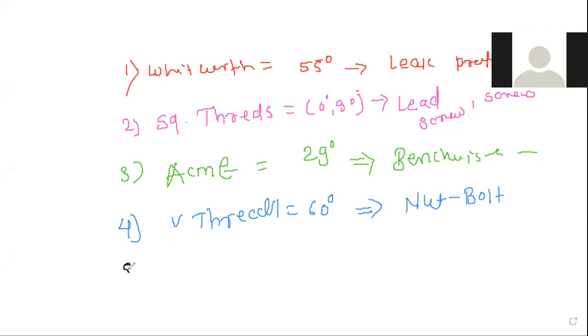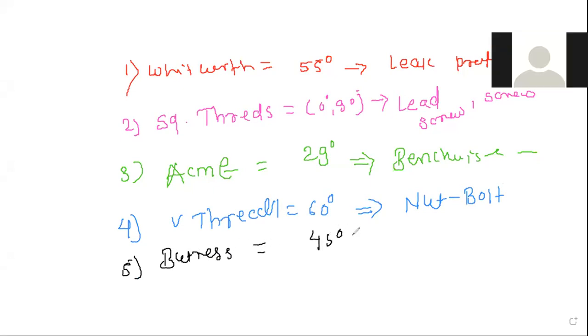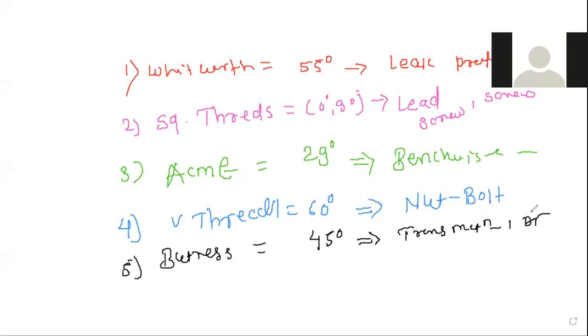And the fifth is the buttress thread. What is the angle for the buttress thread? 45 degrees. What is the application of that buttress thread? Transmitting motion in one direction. Okay, in one direction.